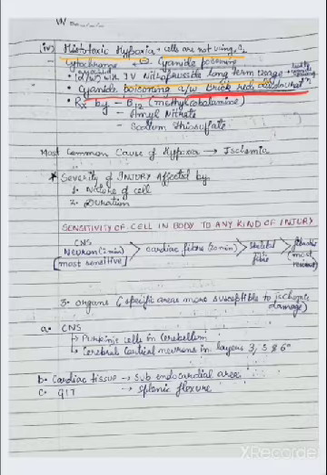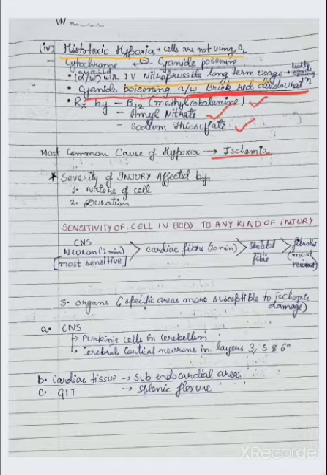So treatment is by B12 methylcobalamin, amyl nitrate, and sodium thiosulfate. So treatment of histotoxic hypoxia is vitamin B12, amyl nitrate, and sodium thiosulfate. The most common cause of hypoxia is ischemia.